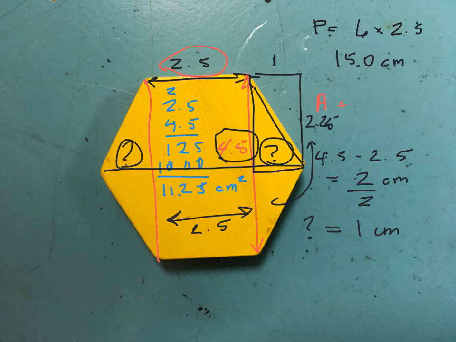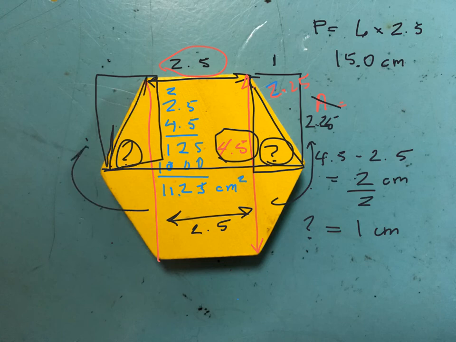I know what 1 times 2.25 is going to be, an area here. Let's make that red. An area here of 2.25 centimeters squared. But I've got another box over here that I can make if I flip this triangle up as well. And that one also is going to be 2.25 centimeters squared.